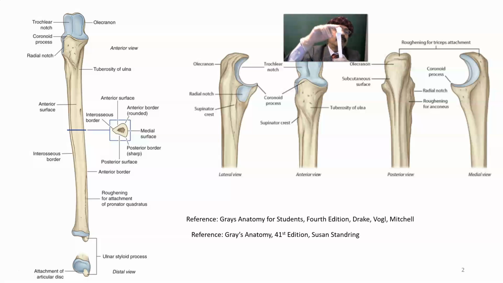The olecranon possesses multiple surfaces: the superior surface, lateral surface, medial surface, and anterior surface. The anterior surface is the upper part of the trochlear notch. The coronoid process also has surfaces: superior, anterior, lateral, and medial, and the lower part of the trochlear notch.